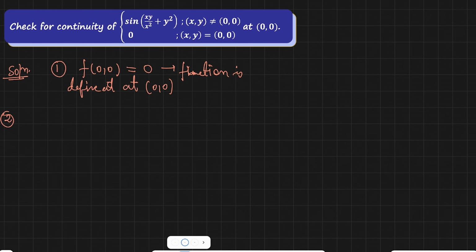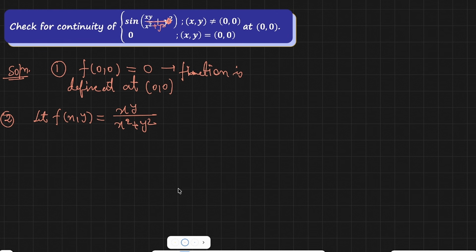Second step, what is the second step? Simply you take whatever is written inside. So it is written x square plus y square. I think there is a typo. This is x square plus y square, like this. Okay, this is the question. So let f of x comma y equal xy upon x square plus y square. What is the value of this, that I will find out?